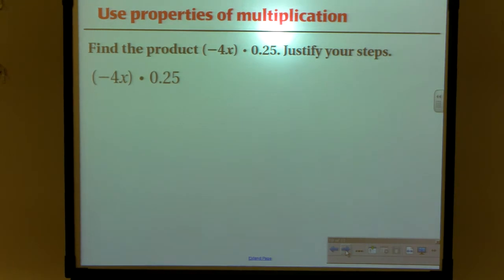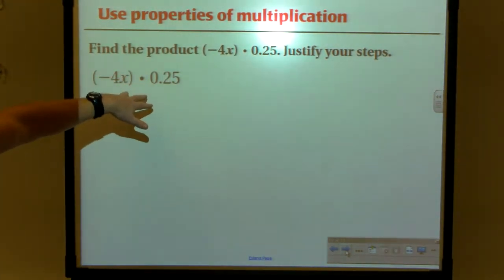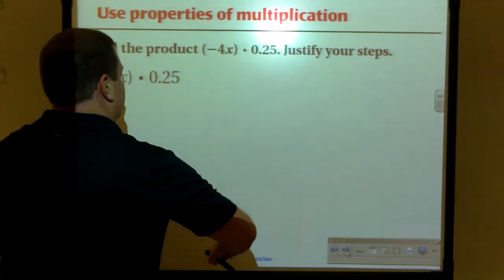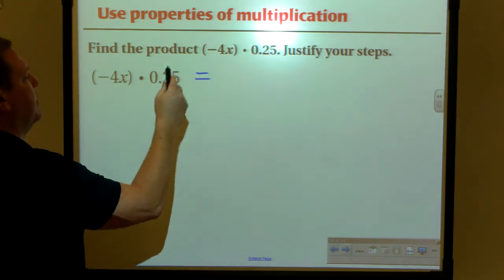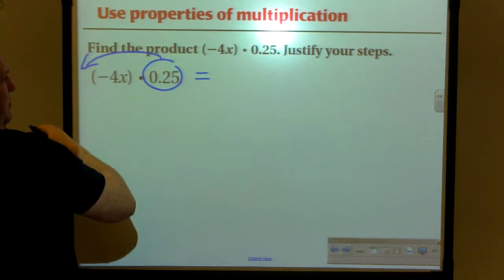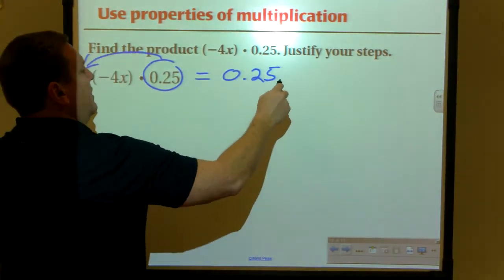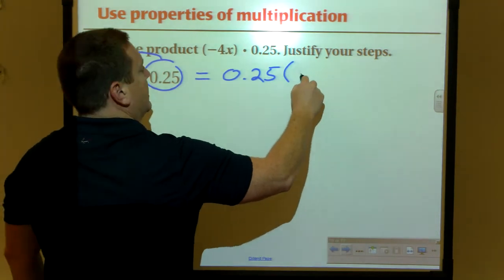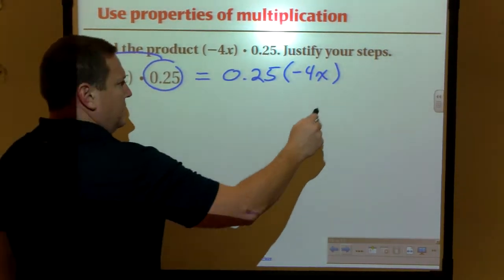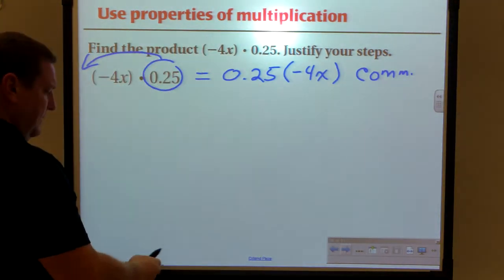Use properties of multiplication. You want to find the product of this, but justify your answer. So right now it's just -4x in parentheses times 0.25. The first thing I would do is bring my 0.25 out in front. If I physically pick that up and move it out in front, 0.25 times -4x, when I physically move that, that's the commutative property. So the commutative property of multiplication allows me to do that.